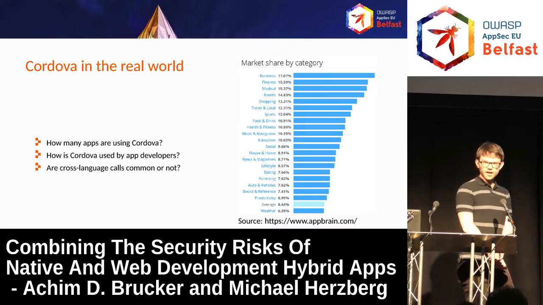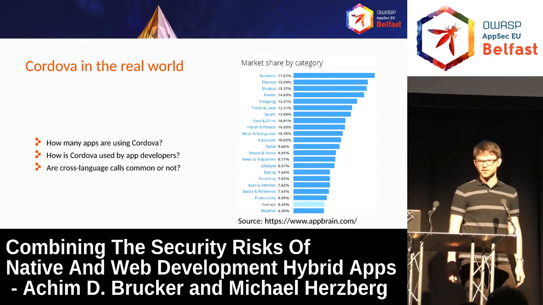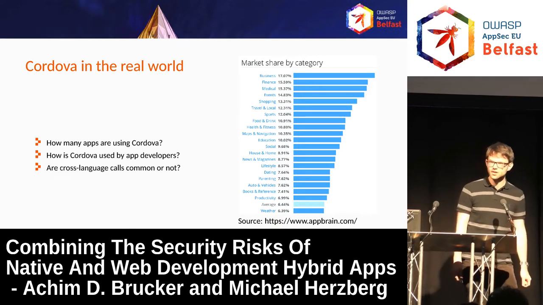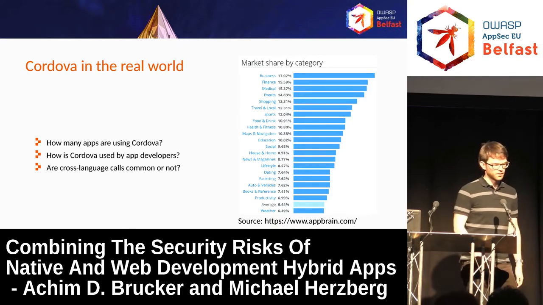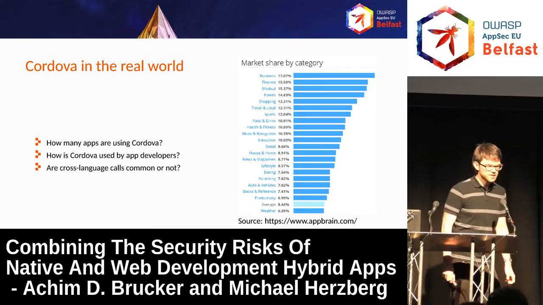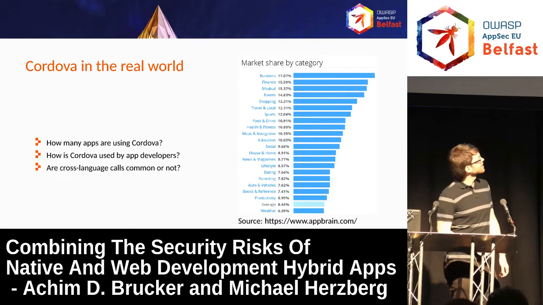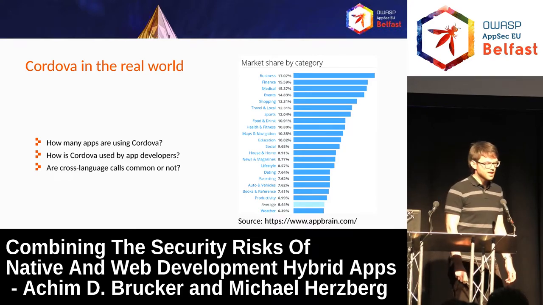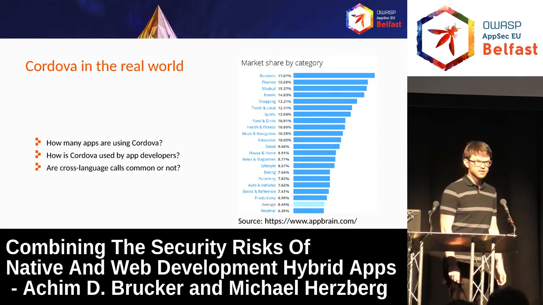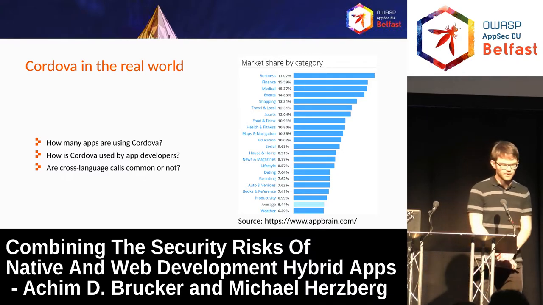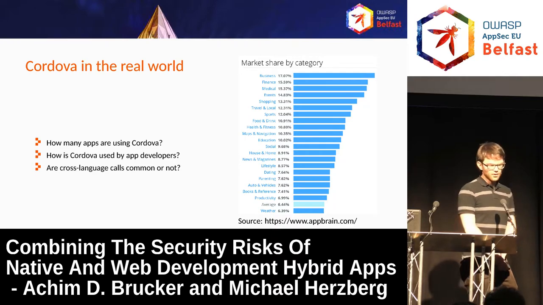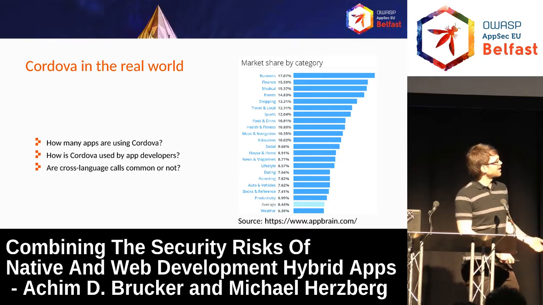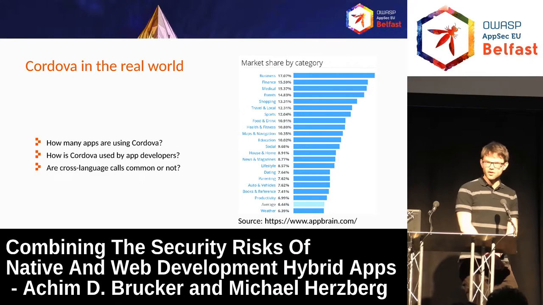So we also had a look at what kind of Cordova apps people actually write, what we can find in the store, and how people use this framework in the real world. The first thing we noticed is that especially the rather security critical areas like business, finance, or medical make rather heavy use of this sort of hybrid application. On average in the store, there are about 5-6% Cordova apps.